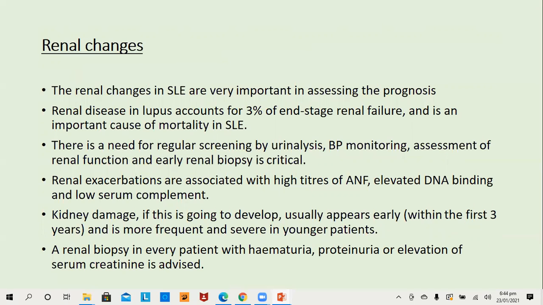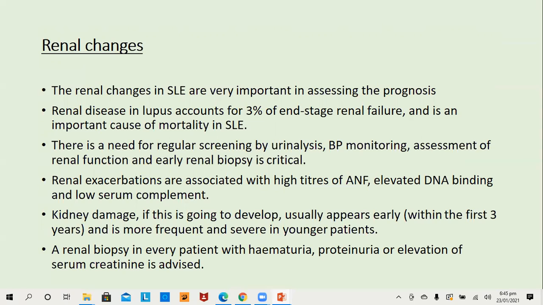Renal changes. The renal changes in SLE are very important in assessing the prognosis. Renal disease in lupus accounts for 3% of end-stage renal failure and is an important cause of mortality in SLE. There is a need for regular screening by urine analysis, by blood pressure monitoring, assessment of renal functions, and renal biopsy is critical in many cases.